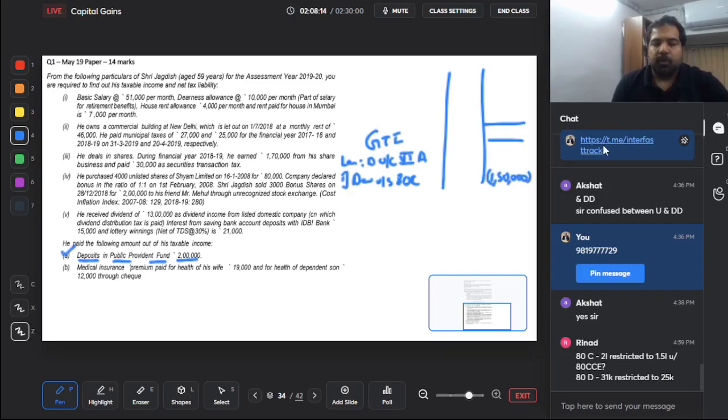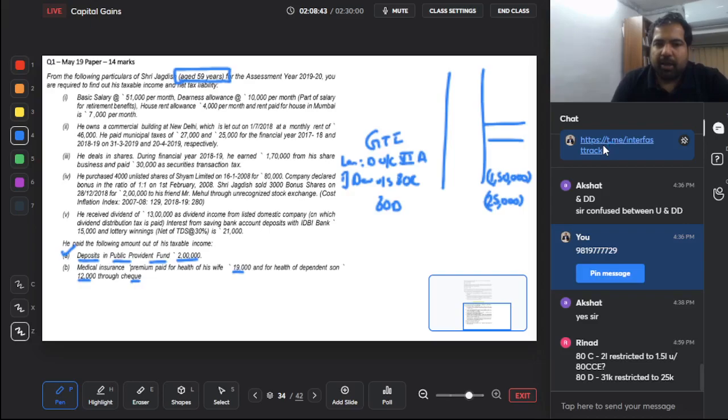Yes. And medical insurance premium paid for health of his wife 19 and health of dependent son 12 through cheque. Guys, you are 59 years old, so you are not a senior citizen, neither is your wife, neither is your child. So your limit is only 25,000. So 19 plus 12 is actually 31. So you can take maximum under 80D, you can take maximum 25,000. Perfect. Absolutely right, Rinath. Good.